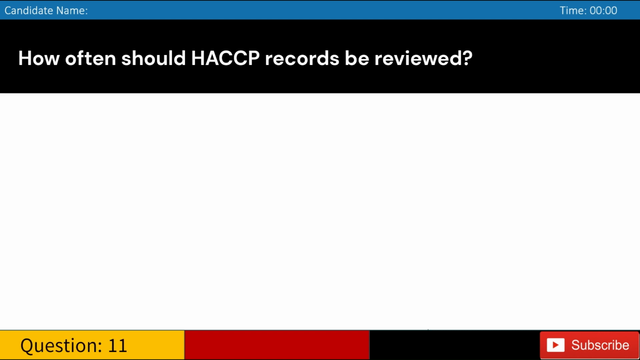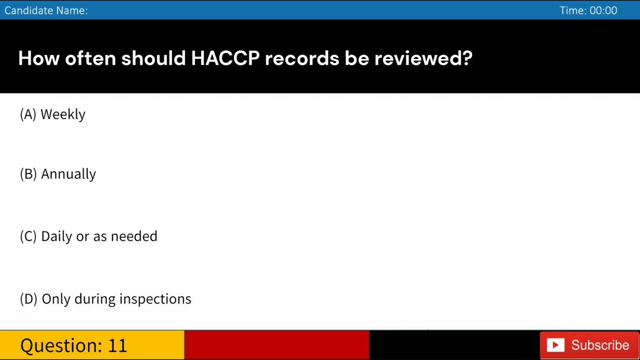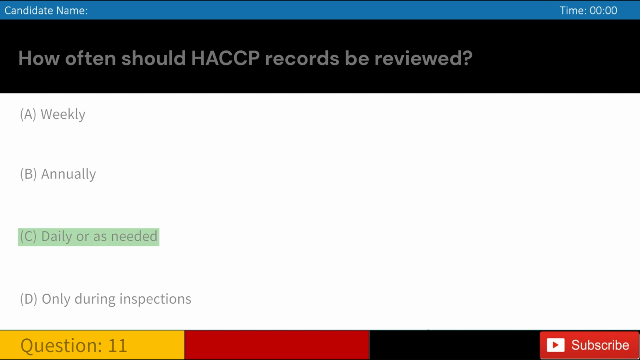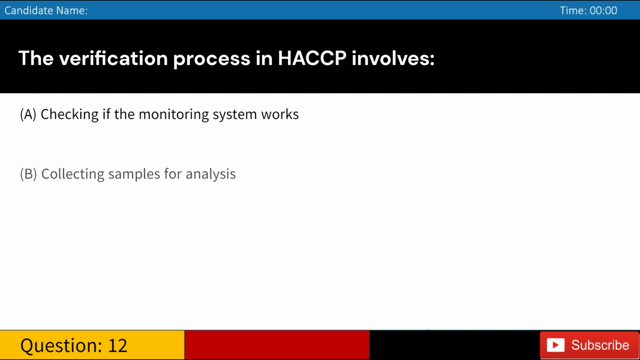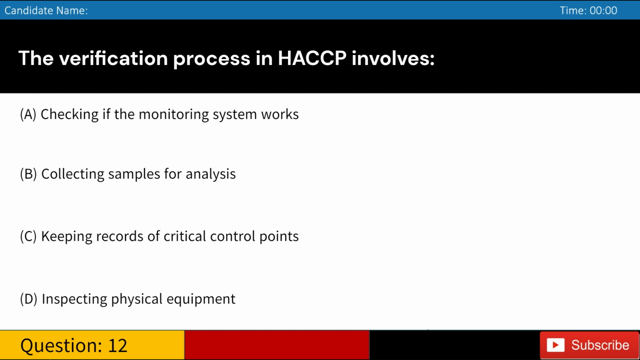How often should HACCP records be reviewed? A. Weekly. B. Annually. C. Daily or as needed. D. Only during inspections. Answer C. Daily or as needed. The verification process in HACCP involves A. Checking if the monitoring system works. B. Collecting samples for analysis. C. Keeping records of critical control points. D. Inspecting physical equipment. Answer A. Checking if the monitoring system works.